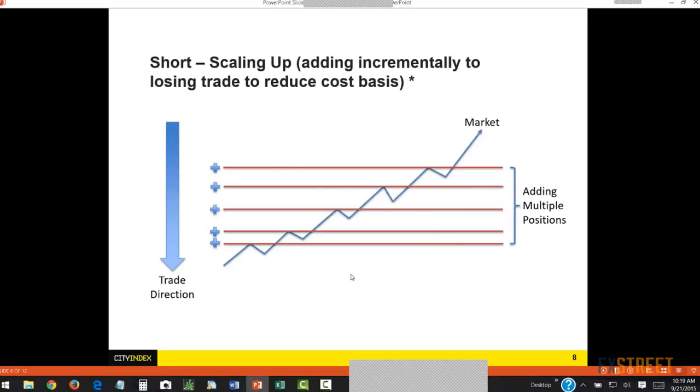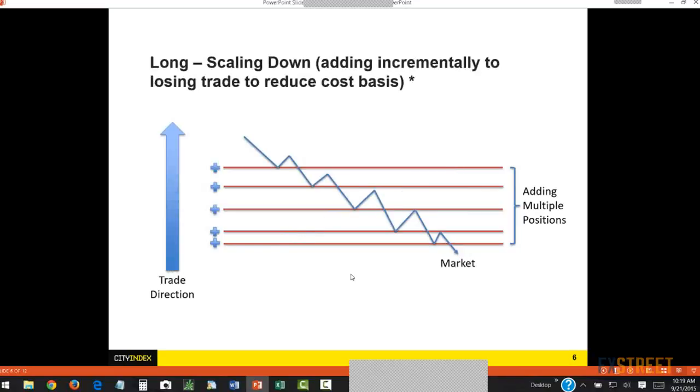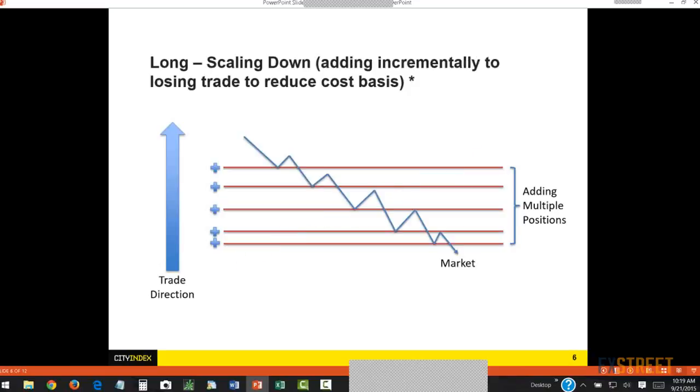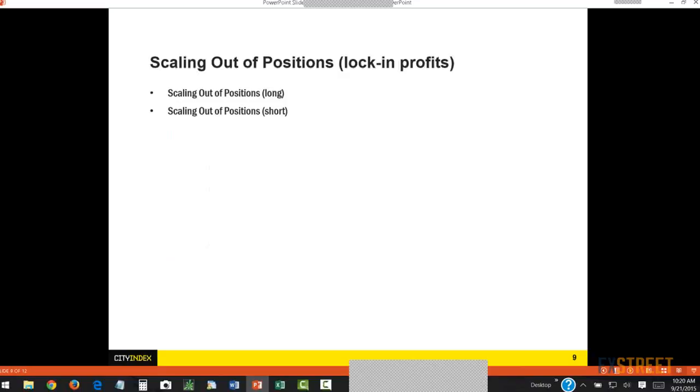Again, scaling by adding to winning trades is something that I do very often. Scaling by adding positions as the market goes against you is something I do not do very often, but it can be used in specific instances. Okay, now let's talk about scaling out of a position.